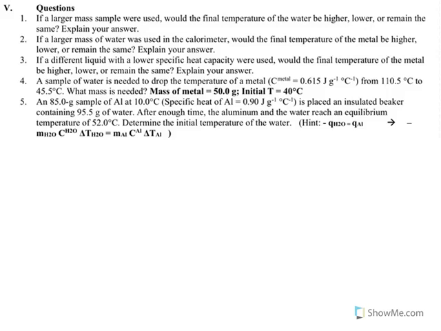Alright, so let's take a look at the post-lab questions. The first three questions are referring to the lab experiment that you did. Question number 1 says, if you used a larger mass sample, would the final temperature of the water be higher, lower, or remain the same? I know it's kind of confusing, but the larger mass sample that we're referring to is the mass of the chunk of lead. So you had your calorimeter, and you had your amount of water.